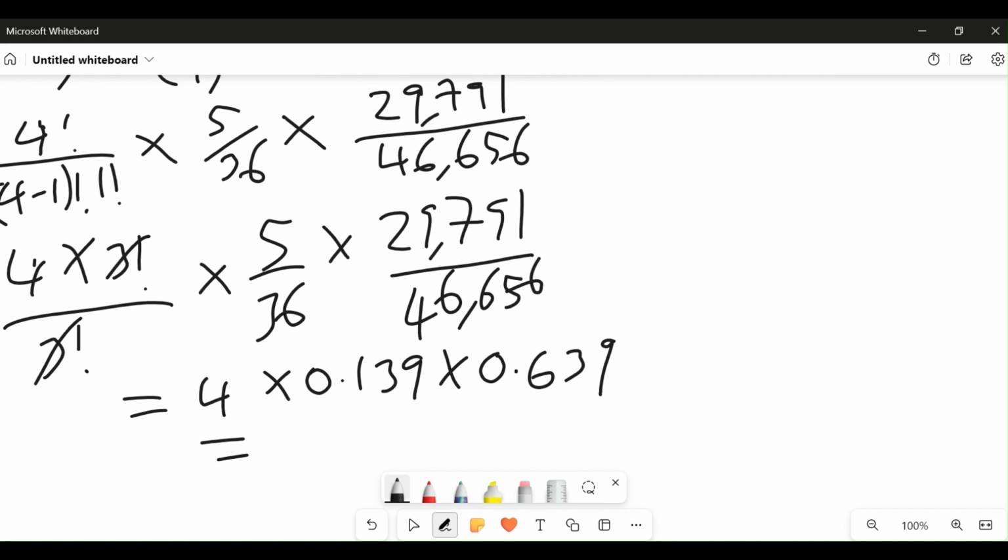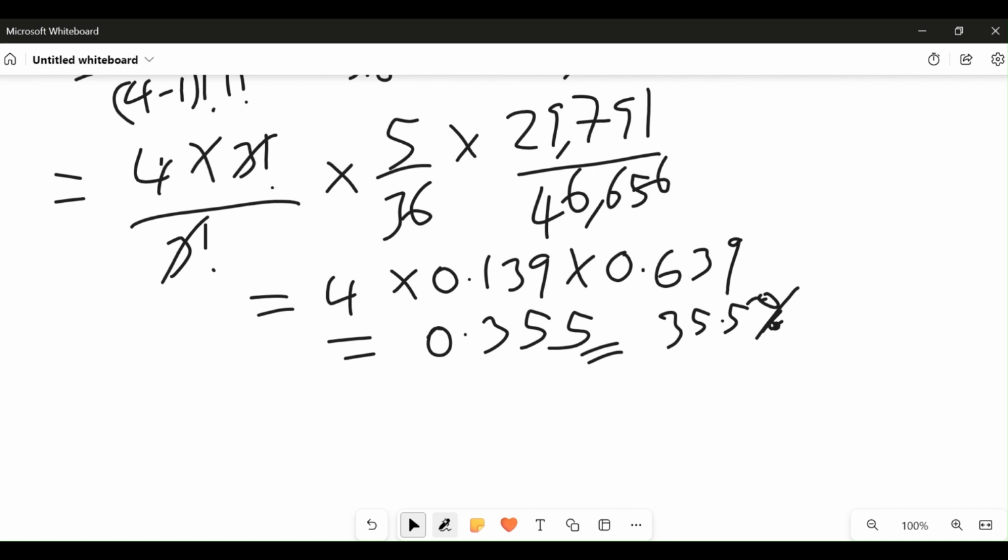This will give us 4 times 0.139 times 0.639. This will give us 0.355. That is the probability of having a sum of 6 in two tries out of 4, which is 35.5 in percentage. All right.